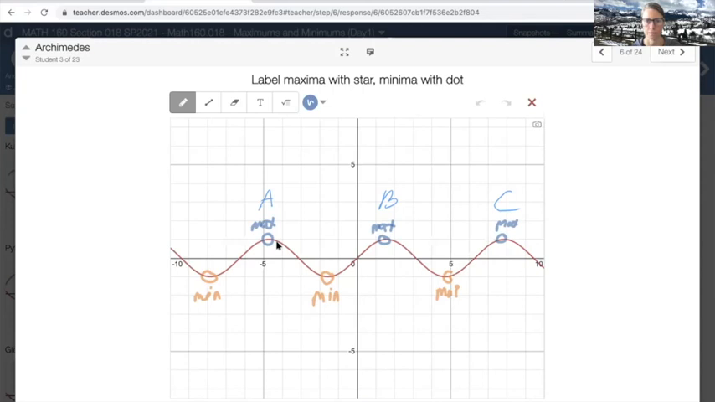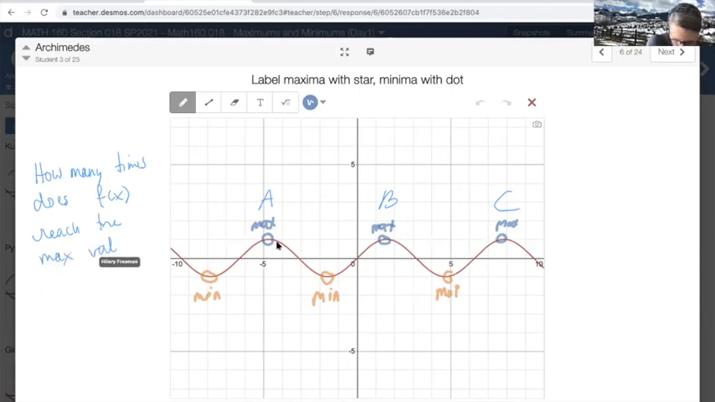Remember that if I'm asking you what the maximum value is, I'm asking for the output. How many of the outputs on this graph are maximal, are a maximum, are an extreme value? There's only one. How many times does the function attain the max? That's the other question. How many times does, let's call this f of x, reach the maximum value?